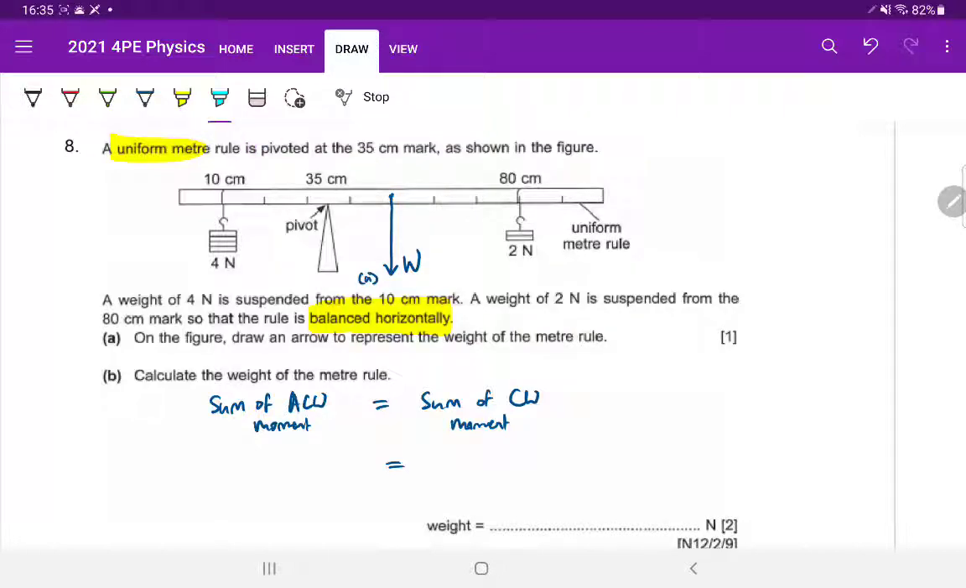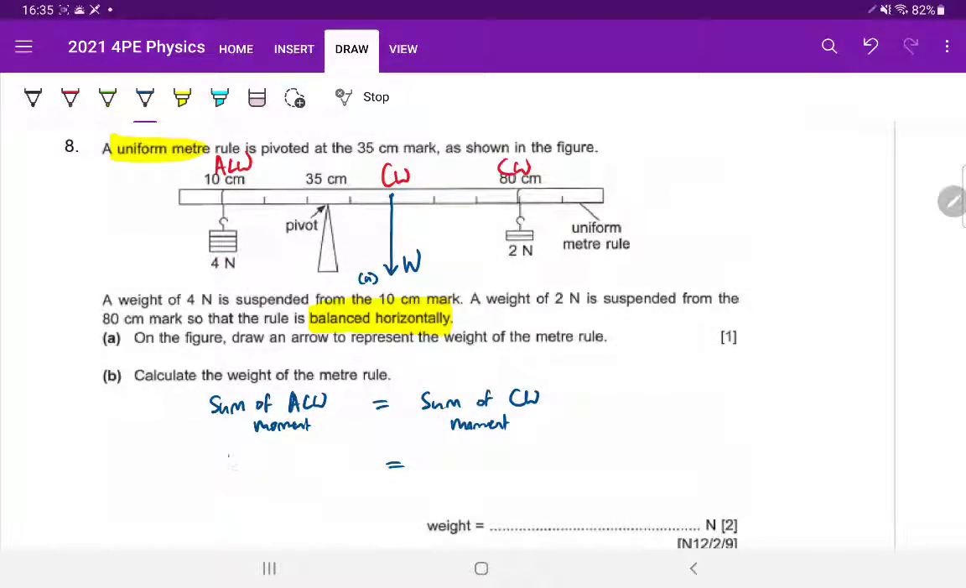So let's identify the directions. This one, this way about the pivot, is anti-clockwise. This one is this way, so it's clockwise. This one is this way, so this is also clockwise. Great. Now we just need to put them on the right side. For the sum of anti-clockwise moments, I only have one thing resulting in an anti-clockwise moment. That's a 4 Newton force.